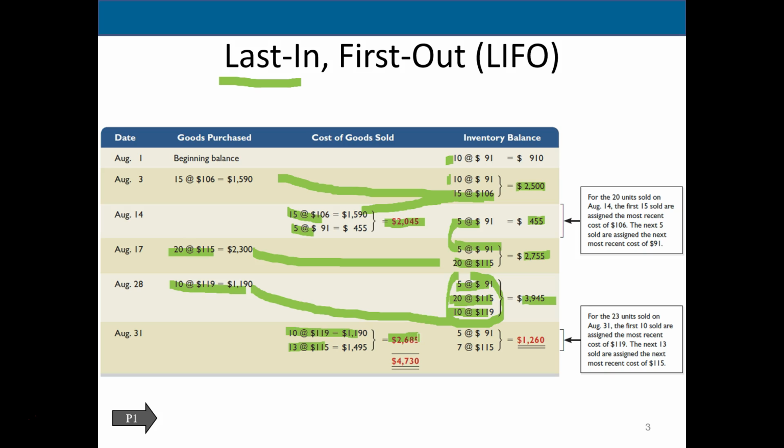Not the sales price, that's what we bought them for. That's the cost of the goods sold. Cost of the inventory that we sold. Sales price less this cost of goods sold gives us the net income effect of this transaction.